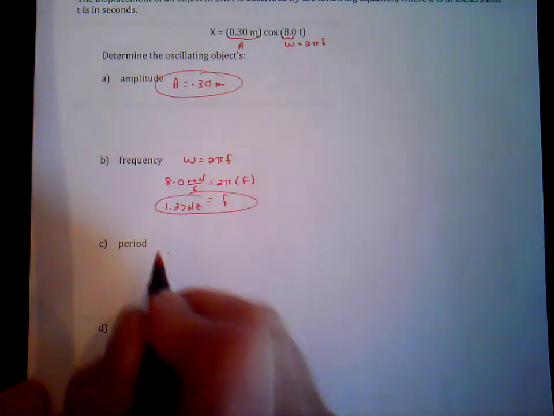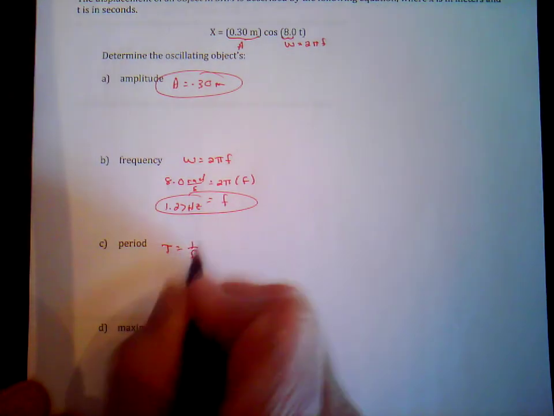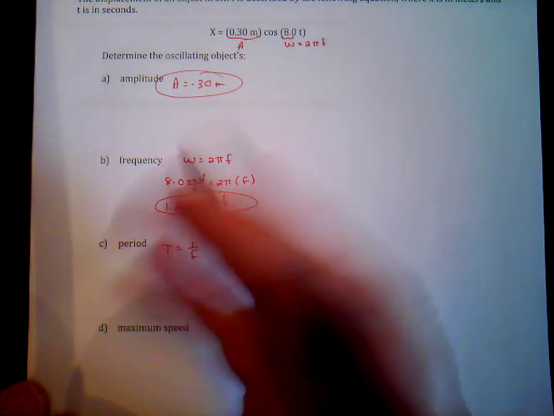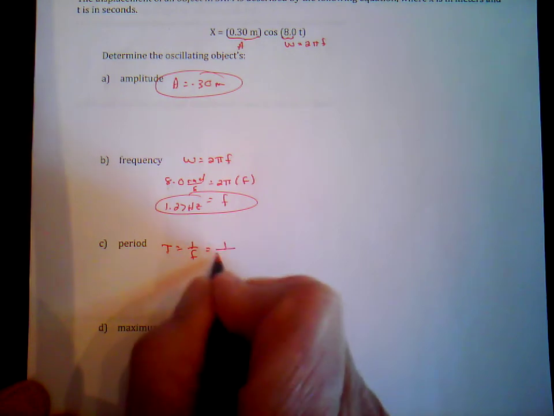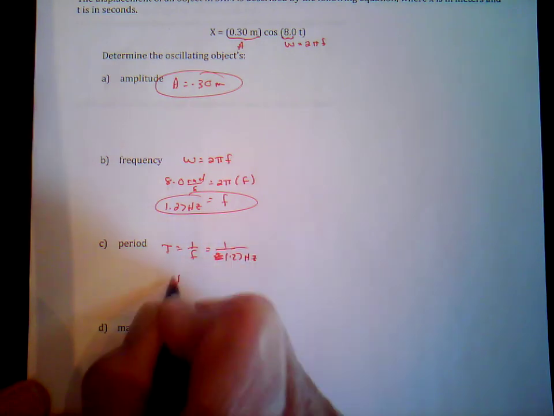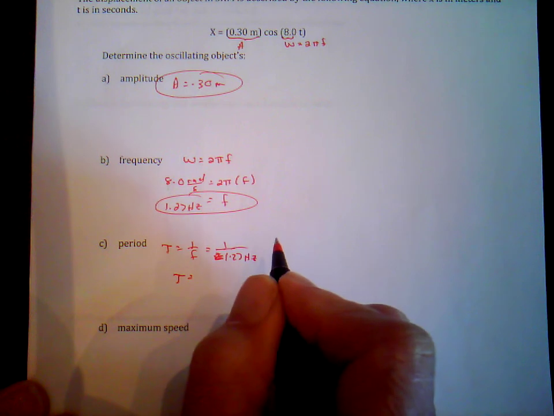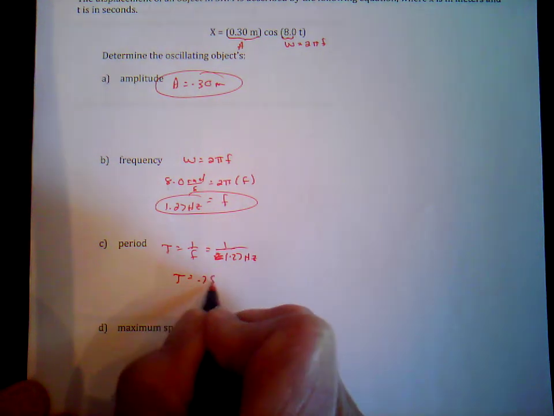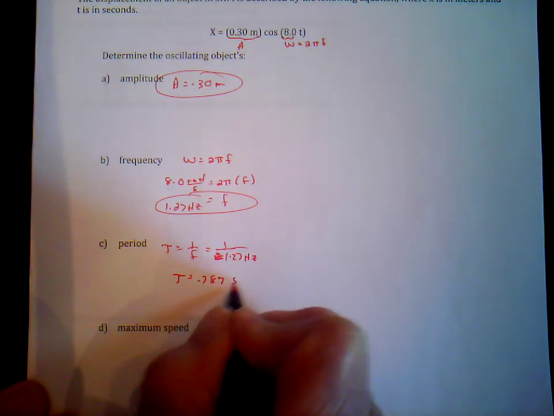The period is equal to 1 over the frequency. So if we know the frequency, we know the period. If we know the period, we know the frequency. Just 1 over 1.27 hertz. We get that period to be 0.787 seconds.